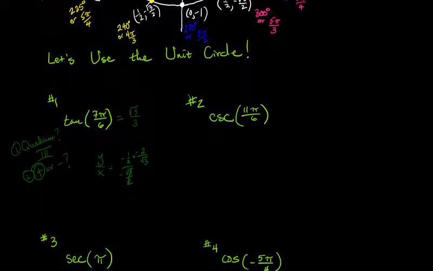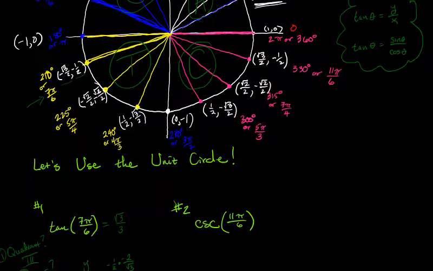So let's try cosecant of 11 pi 6. So we're going to go find 11 pi 6 on the unit circle. That's this guy over here. And cosecant is related to sine, so that's the y value, but it's the reciprocal, so the cosecant of 11 pi 6 is just going to be the reciprocal of negative 1/2, so negative 2.